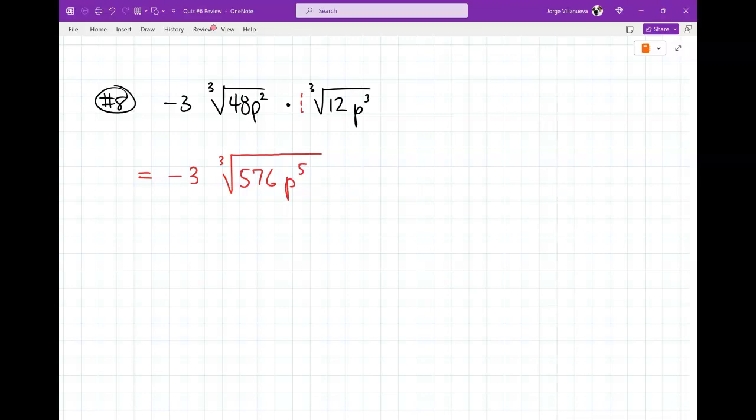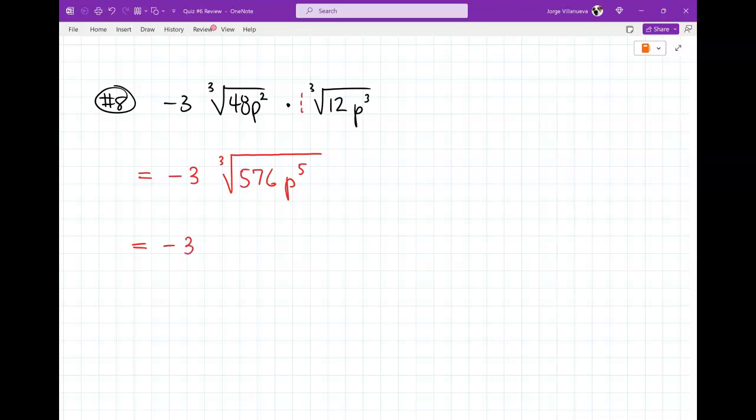So at this point, I have to start asking myself, well, what number goes into 576 that has a cube root? So what was the biggest number we would try? 125. All right, so let me try dividing it by 125. I get 4.6. That doesn't work, right? What's the next biggest number besides that? 64. So let's try 576 divided by 64 equals 9. So that works. 64 times 9.